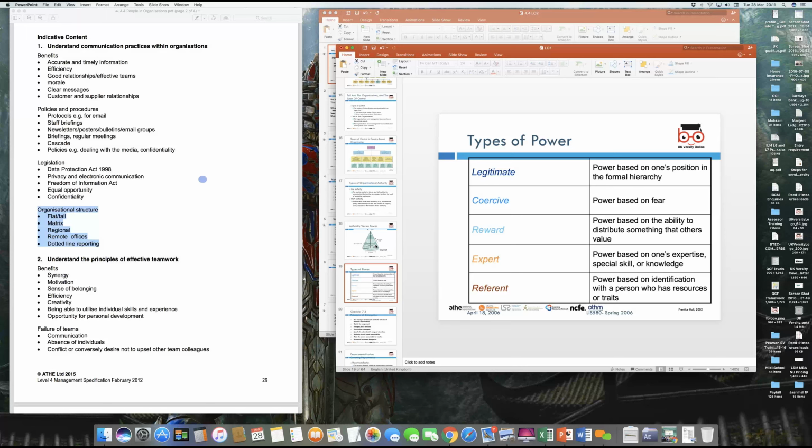And then you have the referent, which is power based on identification with the person who has resources or traits. An example here would be in business, where if you have a differentiation between the owner of the business and the director of the business, the chief executive, you will find that the owner wields more power because he or she is the person who has the resources, in terms of money, to be able to influence decisions.